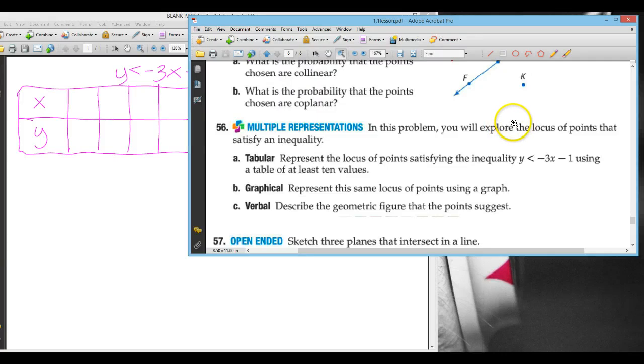Okay, so this is number 56. In this problem, you'll explore the locus of points that satisfy an inequality. So once again, a locus of points is just a set of points that satisfy a condition. And here, part A, we want to represent the locus of points satisfying the inequality y is less than negative 3x minus 1 using a table of at least 10 values.